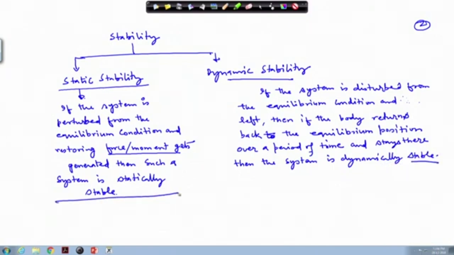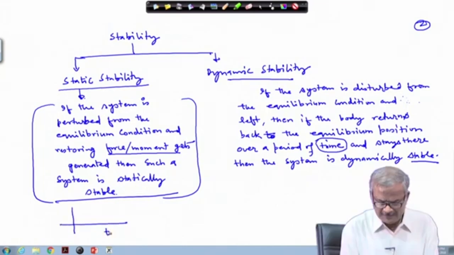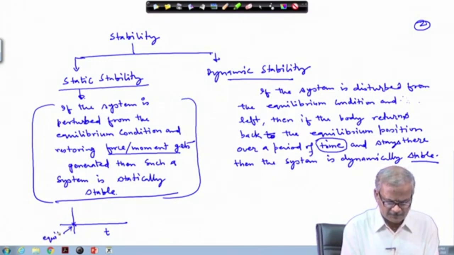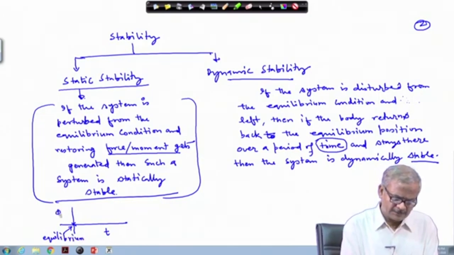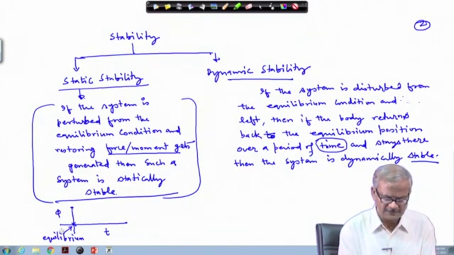See the difference. Here there is no time involved. Any word I have mentioned does not involve time, but here in this case obviously time appears. Okay. So, if I show it on a graph, I can show it like this. If this is T, and this is the equilibrium position here, and say I am disturbing this by something like phi, so this is the initial condition here.